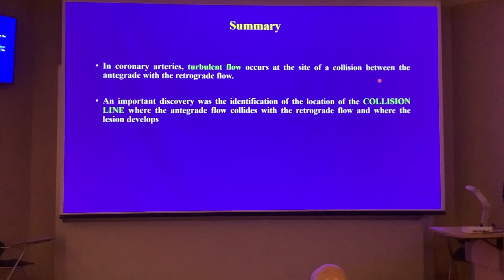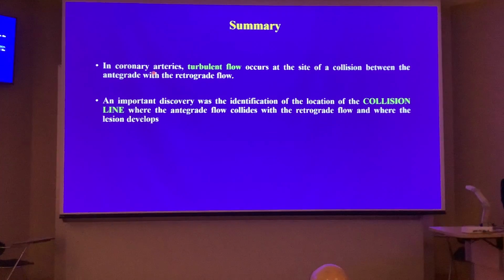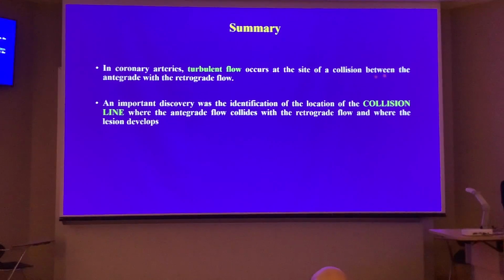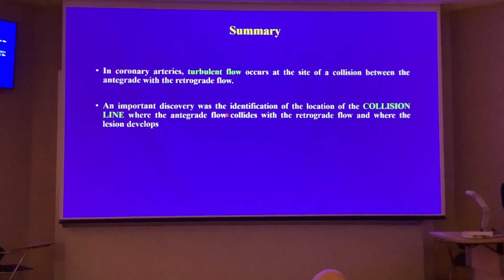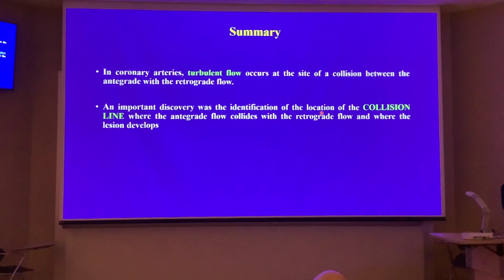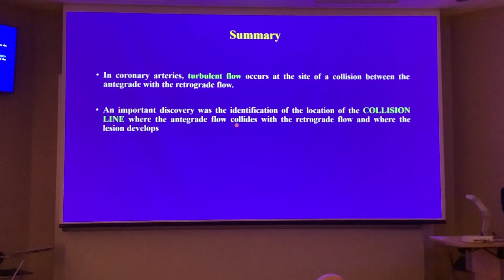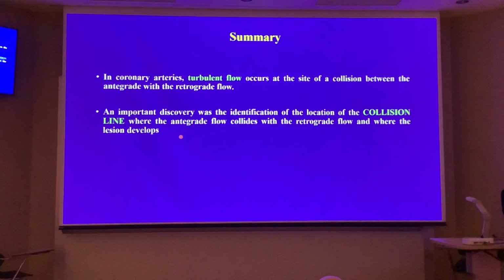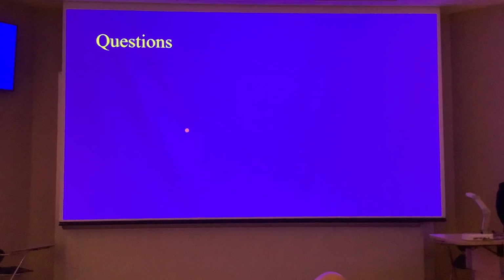For my summary, there are two important things I would like to introduce here. In the coronary arteries, turbulent flow occurs at the site of collision between the antegrade and the retrograde flow. And the second important discovery was the identification of the location of the collision line, where the antegrade flow collides with the retrograde flow and where the lesion develops in coronary arteries. So I finished my presentation part.